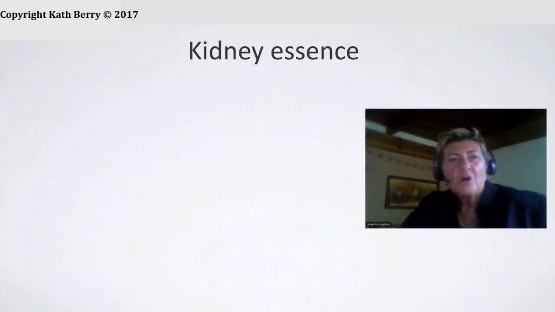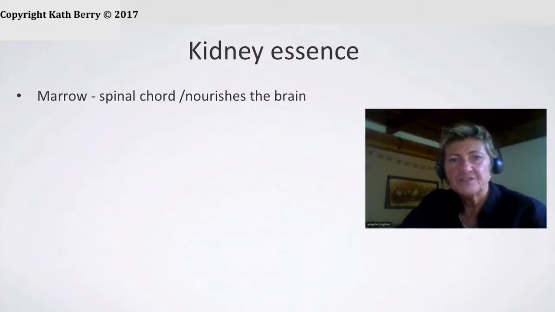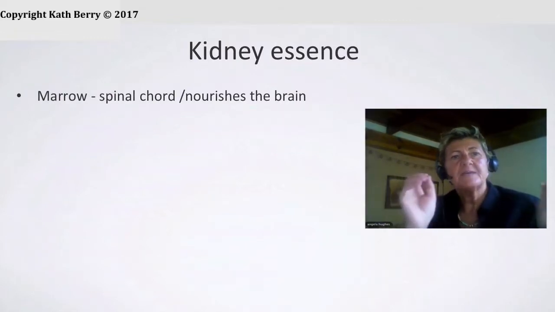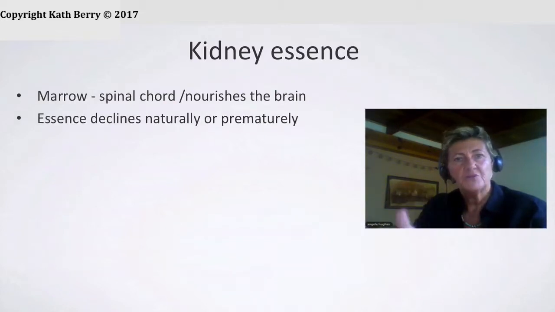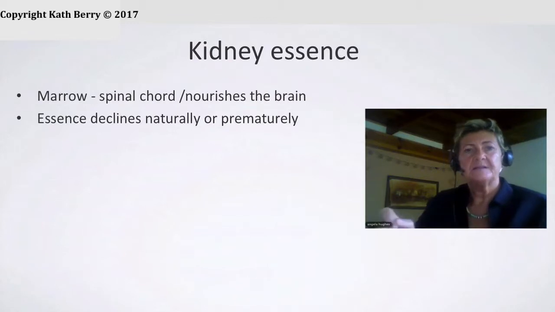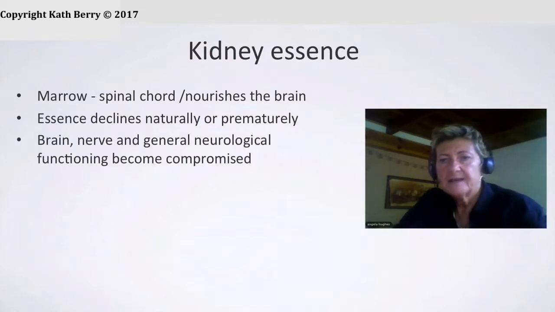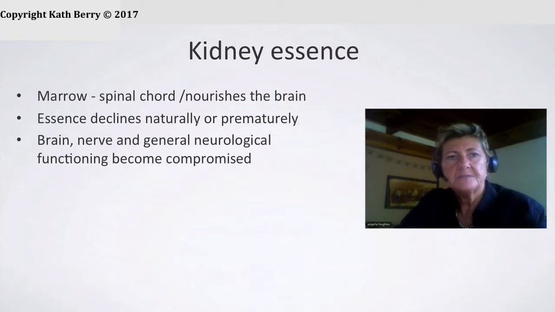The kidney essence is also the basis of the marrow that fills the spinal cord and nourishes the brain. So therefore, when the essence declines naturally over age or prematurely in some cases, our potential for tissue and bone healing is greatly diminished, as well as our brain, nerve, and general neurological functioning. They become compromised as the kidney essence gets depleted.